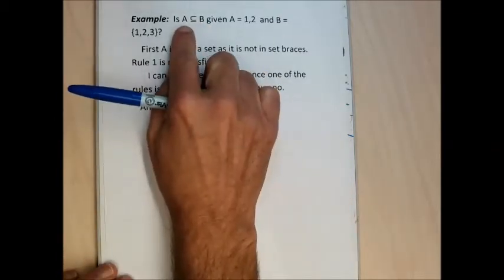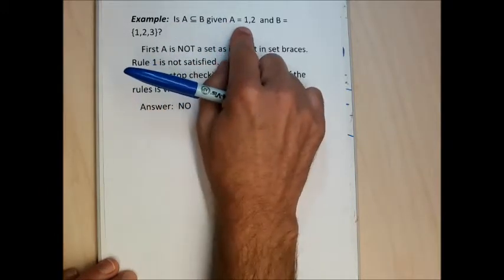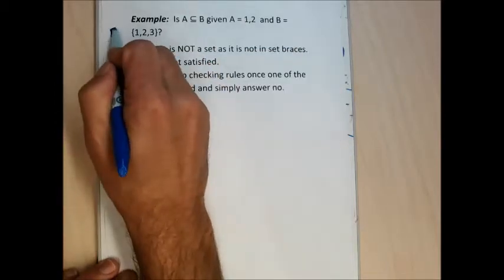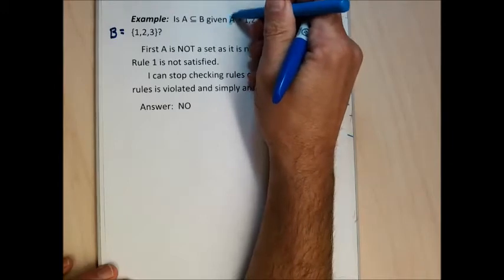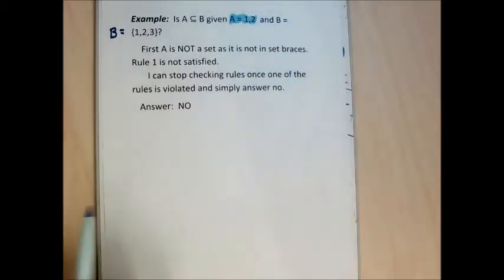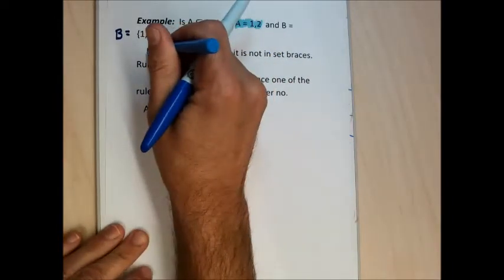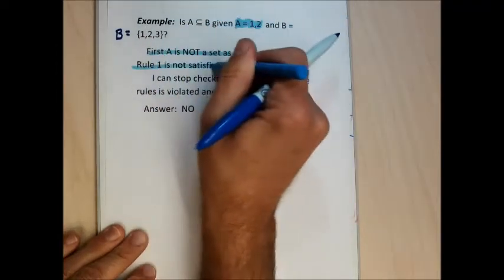For these two objects, is A a subset of B, given A is the numbers 1 and 2, and B is the set that contains the numbers 1, 2, and 3? This is an intentionally tricky question. When I look at A, it is not a set because it's not in set braces. And to be a subset of a set, you have to be a set. So the first rule is violated here. A is not a set because it's not in set braces. Rule 1 is not satisfied.